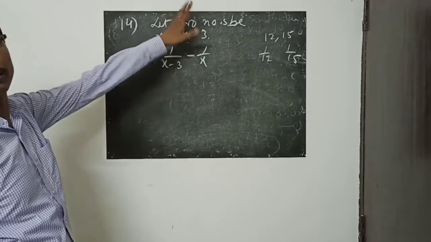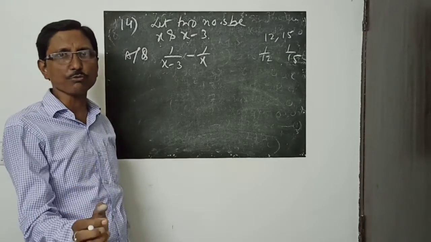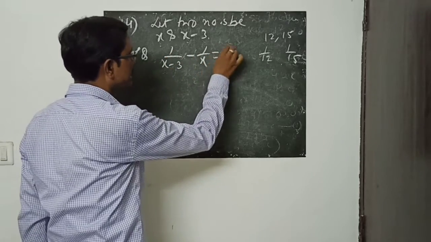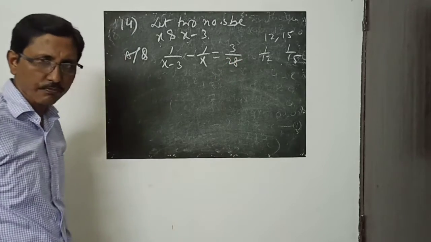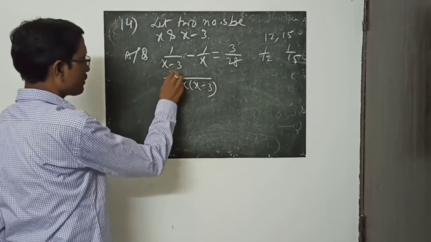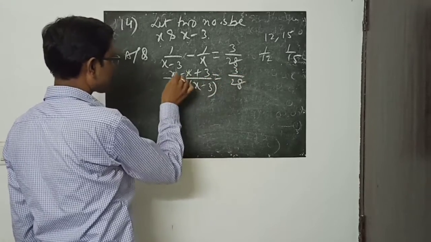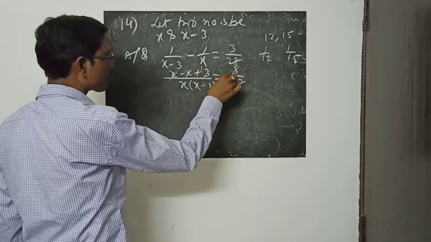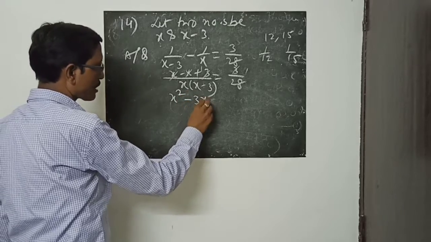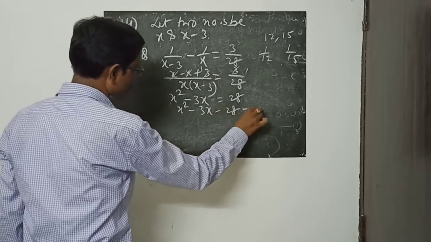If it is a sum, no problem. Whether you write 2 plus 3 or 3 plus 2 does not matter. But difference means 3 minus 2 and 2 minus 3 are different things. So the larger one, 1 by x minus 3, minus 1 by x is equal to 3 by 28. Then simplify, as it is a quadratic equation form. It will be x minus x plus 3 over the product equal to 3 by 28. Check, x will be cancelled, and ultimately this 3 also will be cancelled. If you do the cross multiplication, you will get x square minus 3x equal to 28, or x square minus 3x minus 28 equal to 0.